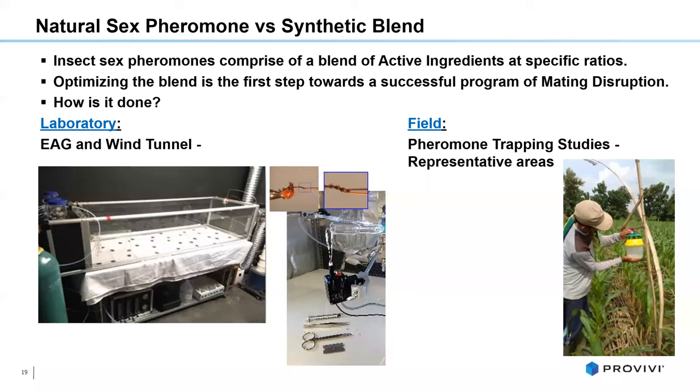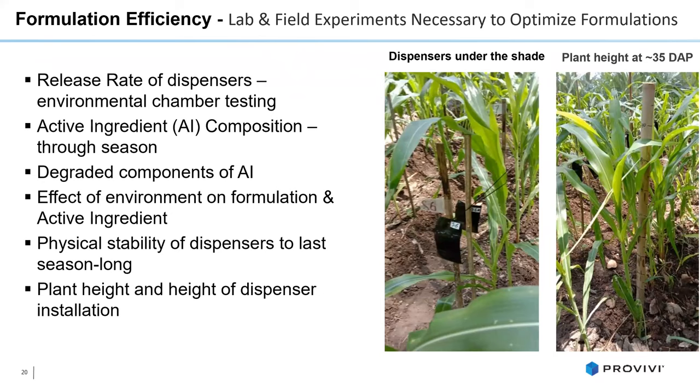So once we have the blend, the next thing we need to understand is where do we put this blend? Right, so when we think about pheromones, we all think about lures and traps, right? Even in the lures, we have the same synthetic sex pheromone, but in very small quantities. It is in milligram or picomolar quantities that is released. In the dispensers that you see on the right side, the black things are dispensers, which are made up of a low density polyethylene.